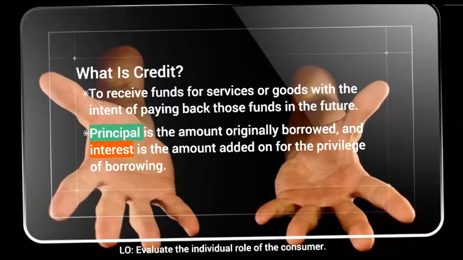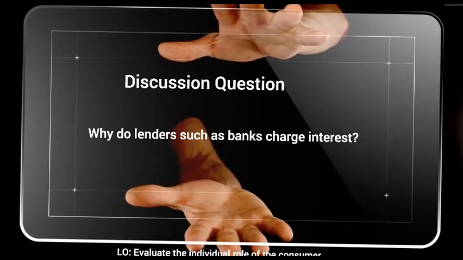What is credit? Credit is to receive funds for services or goods with the intent of paying back those funds in the future. Principal is the amount that is originally borrowed, and interest is the amount that is added on for the privilege of borrowing. Why do lenders such as banks charge interest?